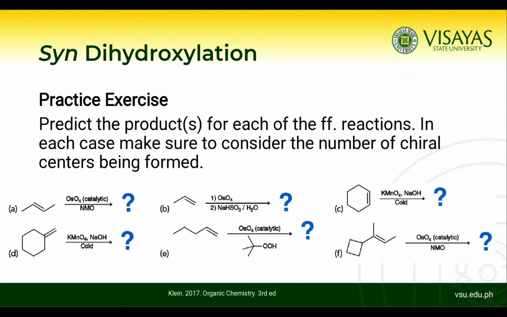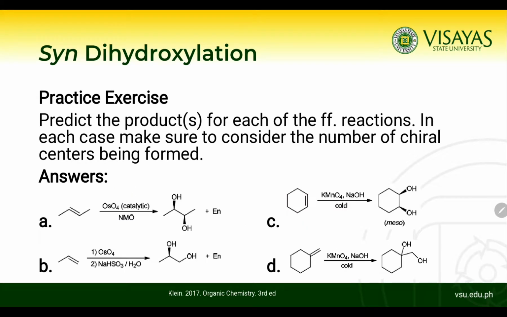Okay, predict the products for each of the following reactions. In each case, make sure to consider the number of chiral centers being formed. Okay, letter A, all of these are syn dihydroxylation, no? So remember, you have to familiarize yourself with the reagents, no? What type of reaction, what reagents are used.